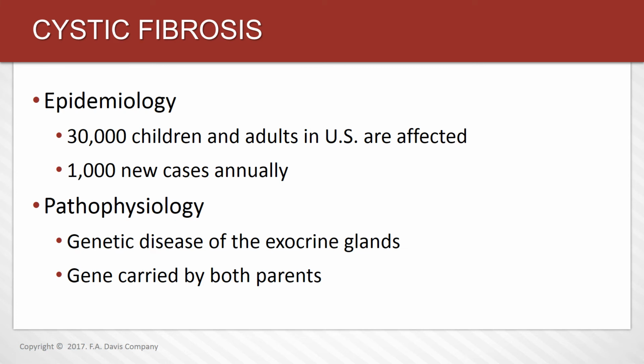So the question is, what is the percentage for every pregnancy if mom has the trait and dad has the trait? What is that percentage? I want you to calculate that percentage and be ready to discuss it in class. Okay? All right. So what are some of the clinical manifestations?